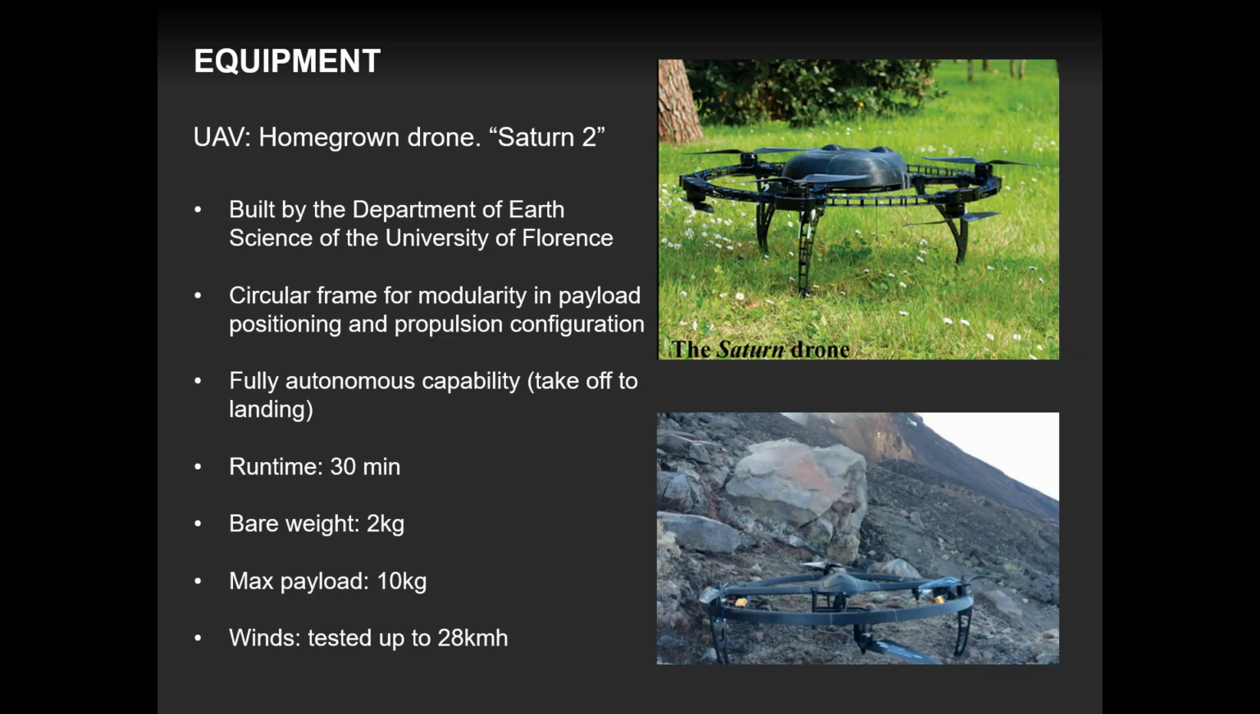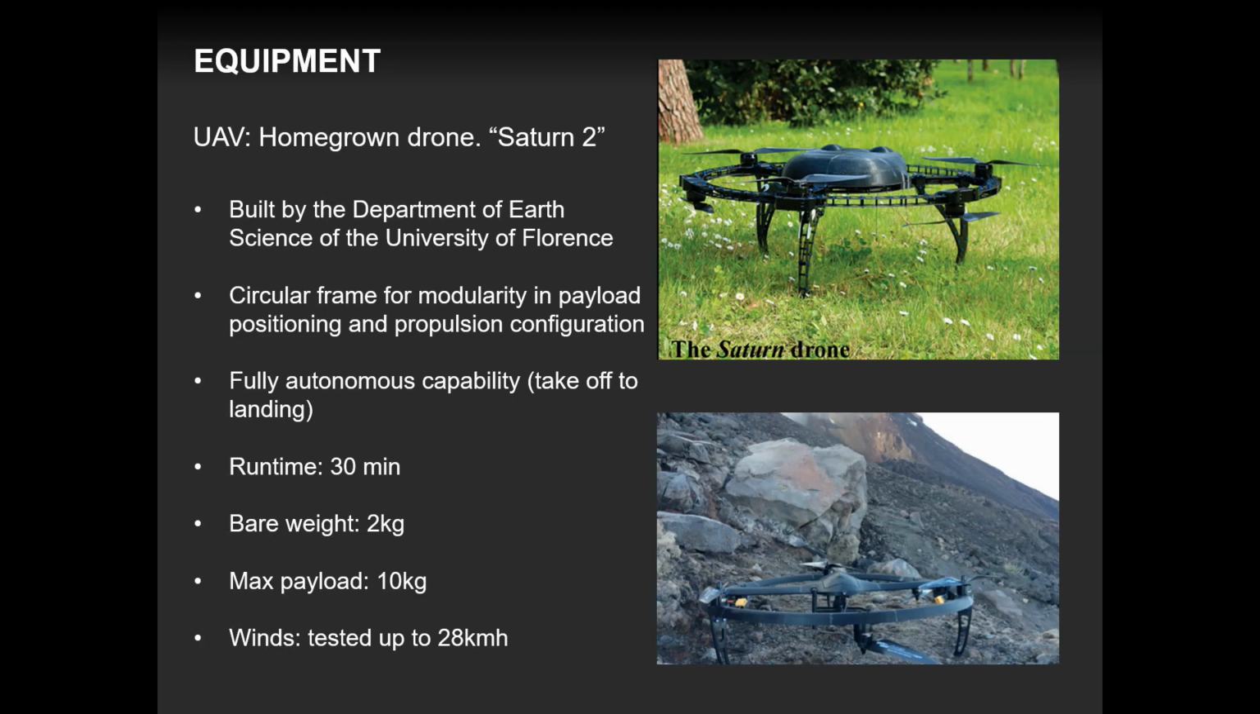The equipment on this, some images here on the right, this drone that they're utilizing is called the Saturn. Okay, the Saturn II. This is a homegrown drone by the folks there at the Department of Earth Science at the University of Florence. They utilize a circular frame, which is kind of unique. I don't know that I've necessarily seen this.